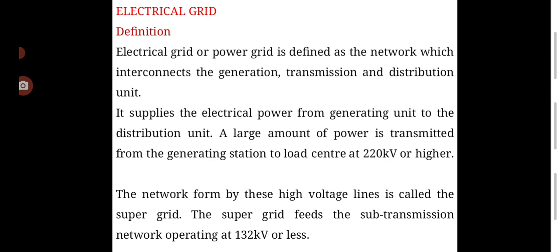A large amount of power is transmitted from the generating station to the load centers at 220 kV or higher in the case of grids. The network of these high voltage lines is called a super grid, and the super grid feeds the subtransmission network operating at 132 kV or less, right?